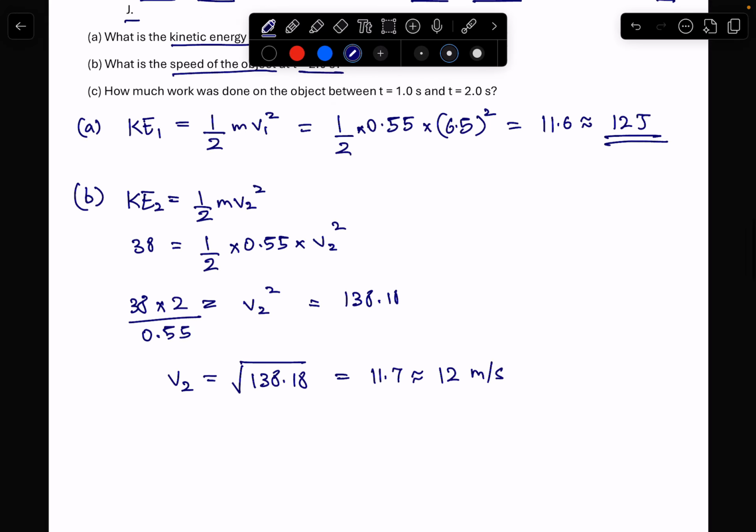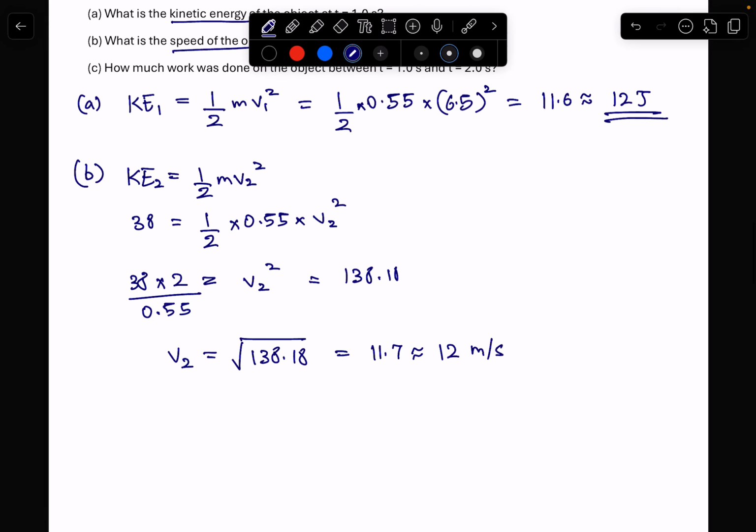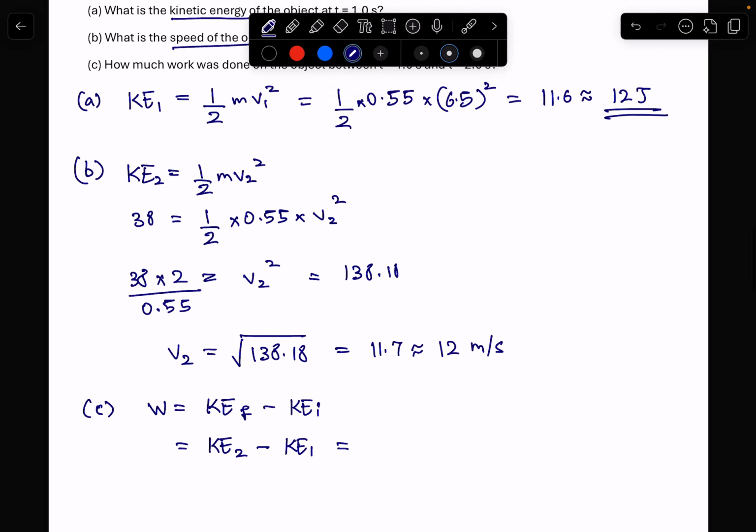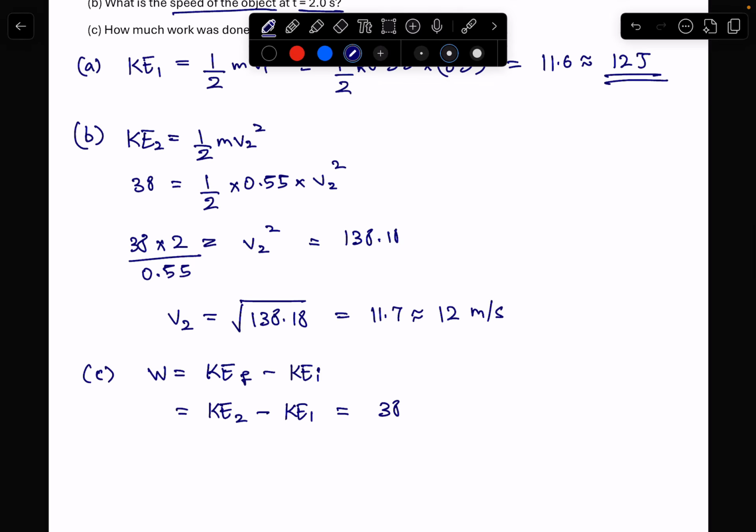Right? So how much work was done on the object between time 1 second and 2 seconds? Work done is equal to KE final minus KE initial. So KE final is KE2 and KE initial is KE1. This is just KE2, which is 38, minus KE1, which is 12, which should give me 26 joules.